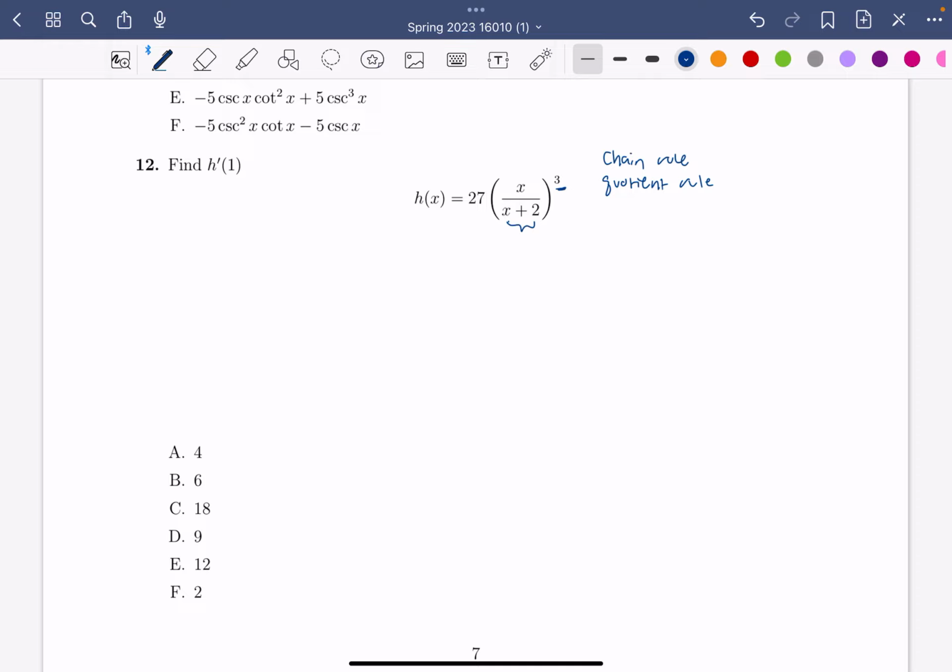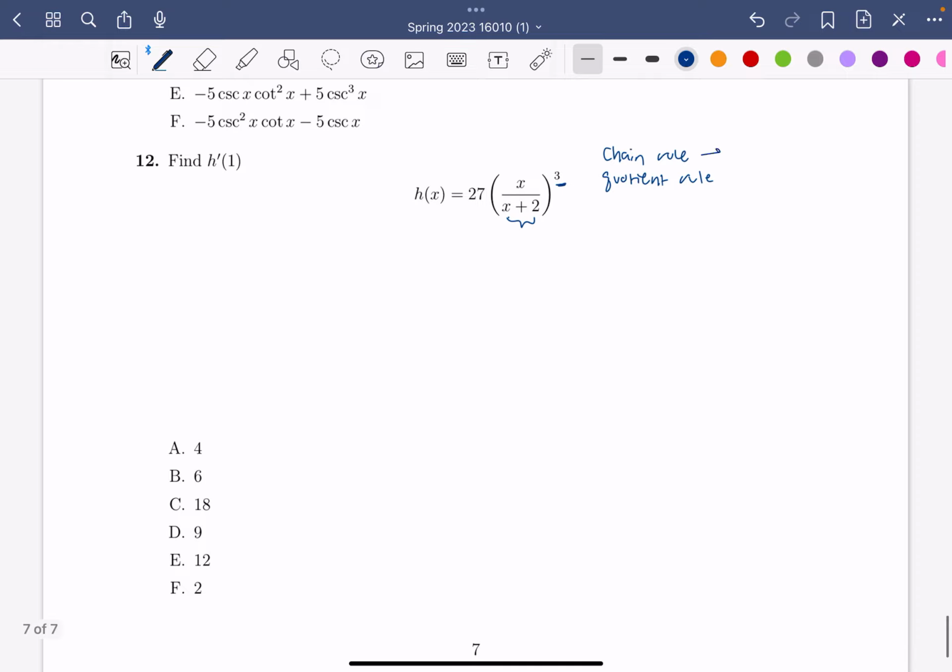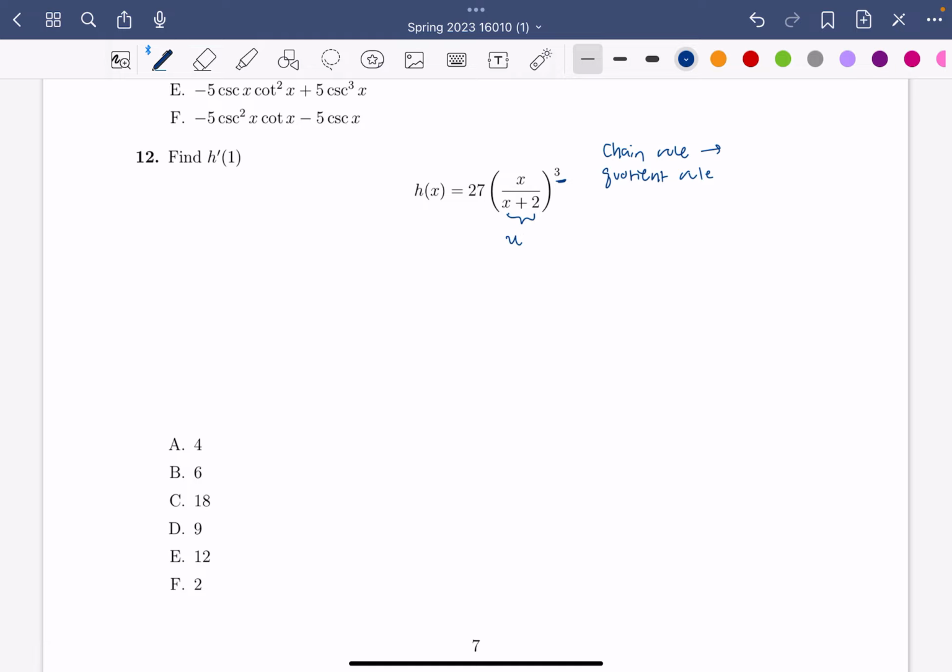Now let's start. As a reminder, chain rule is, let's say that this inner part is u, and this 3 is n. The chain rule would be n times u to the n minus 1 times u prime. So essentially, we have to take the derivative of the inside and multiply it against the original quantity. And again, quotient rule is g of x times f prime of x, minus f of x times g prime of x, over g of x squared.